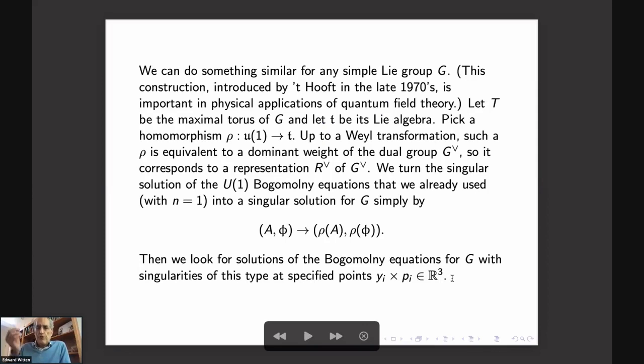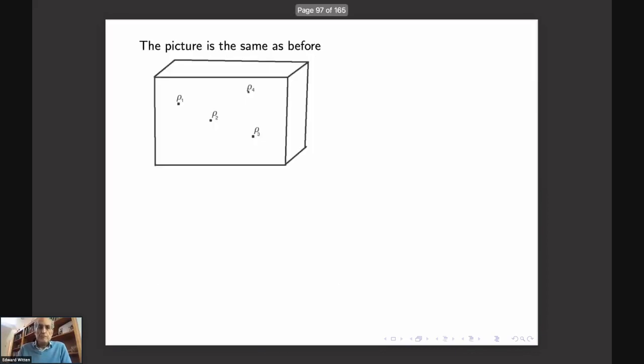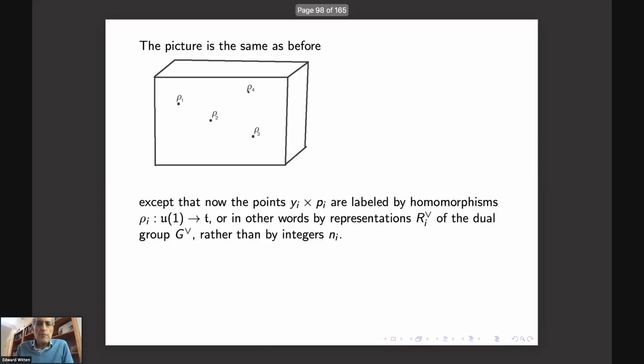So we have a lot of points in R^3. Each point is labeled by, in general, a different representation of the dual group. So the picture is the same as before, but instead of labeling the points by integers, they're labeled by representations of the dual group. In this example, points rho 1, rho 2, rho 3, rho 4. So the points are labeled by homomorphisms from U(1) to the maximal torus, or in other words, by representations of the dual group.